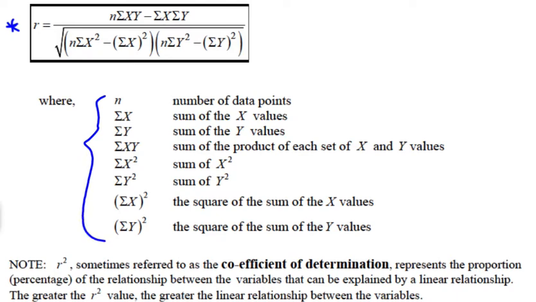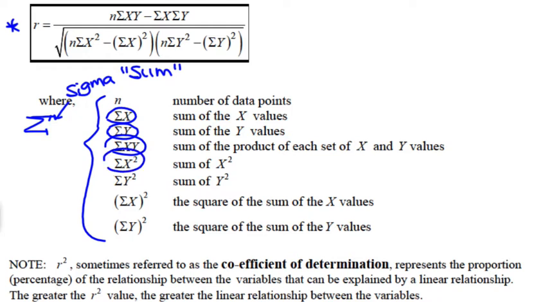So n represents the number of points you have. The next one, remember that notation that looks like this? This is called sigma. And in math world, that is sum. So the first sigma notation is the sum of x, the sum of all the x values. This one refers to the sum of all the y values. This one refers to the sum of all multiplying of the x and the y values together. This is the sum of x squared, sum of y squared, sum of x all squared, and then the same thing for y. All right.